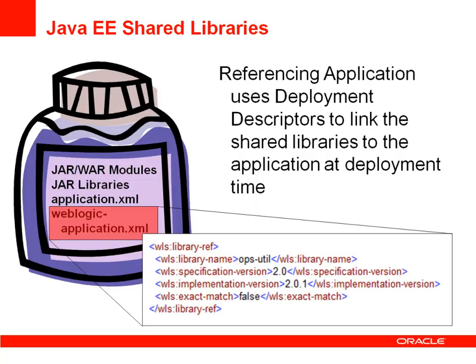In order to reference a shared library in WebLogic, you must use WebLogic deployment descriptors, either the weblogic.xml file for WAR files or the WebLogic-application.xml file for EAR files. Here you specify the library name, specification version, and implementation version. WebLogic Server supports versioning of shared Java EE libraries so that referencing applications can specify a required minimum version of the library to use or an exact required version, which is controlled by the exact match field.